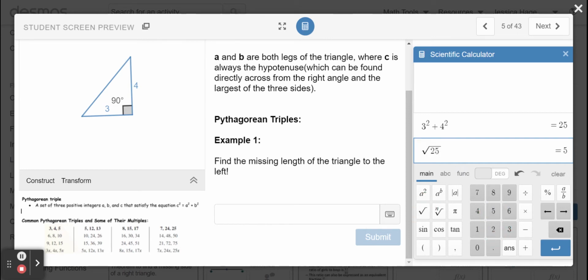So the Pythagorean theorem is 2 steps. You're going to add up your squares. 3 squared is 9, 4 squared is 16, which is 25. And then you always want to do the square root. So our answer is 5.